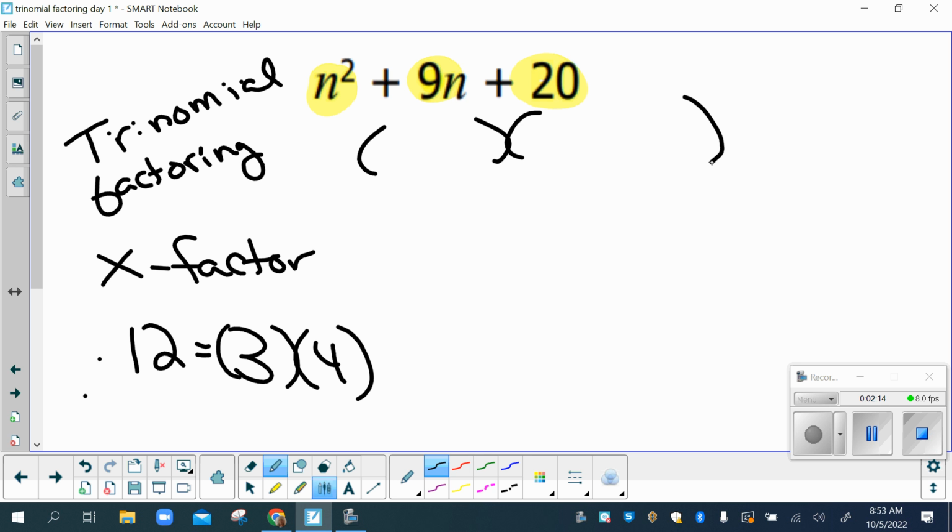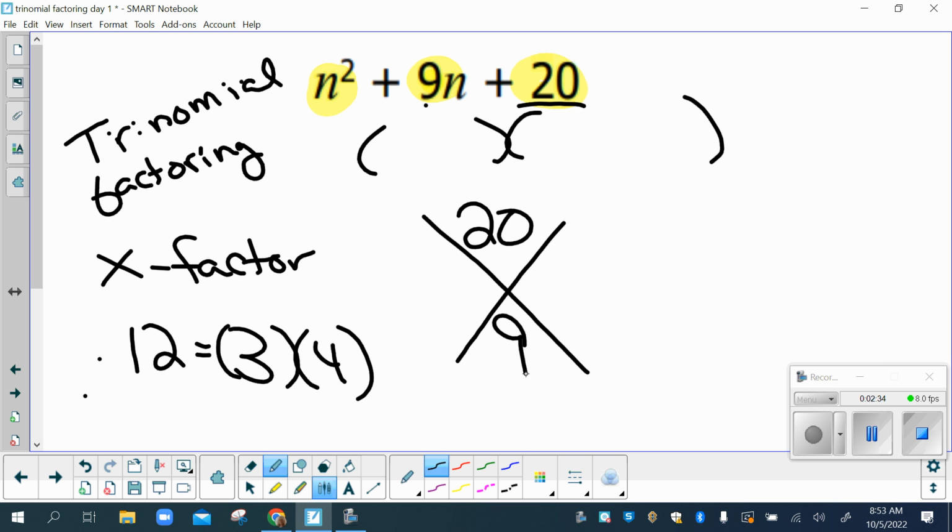Now let's see if you remember how to do this. Remember we would make that X thing? And we would take the factors of 20, two numbers that multiply to be 20 and add up to be 9. You kind of remember that, right? So I need two numbers. It's always multiply at the end. They need to multiply to be the end guy.